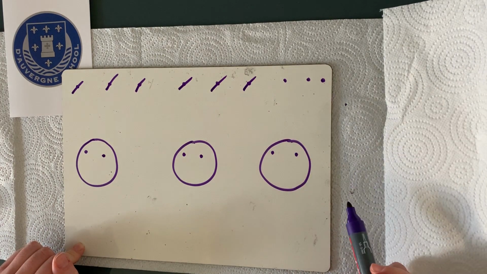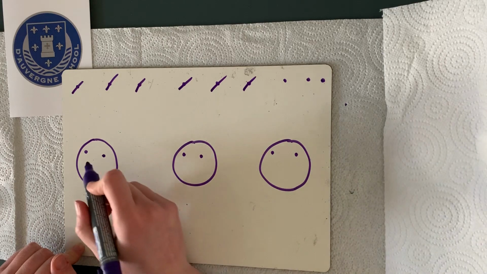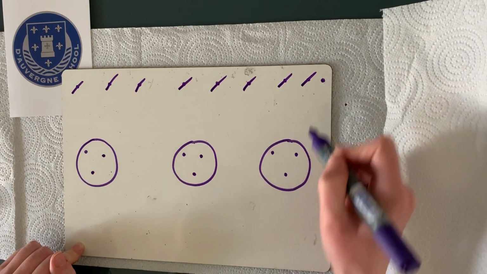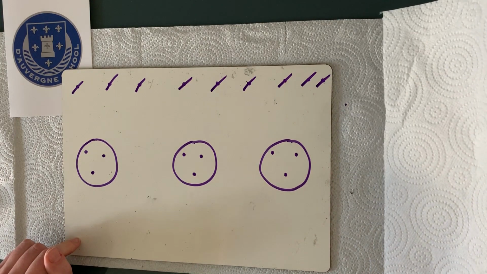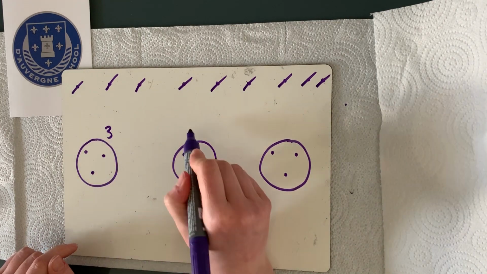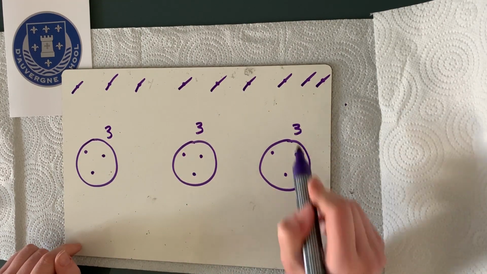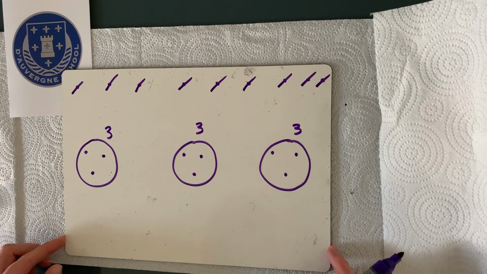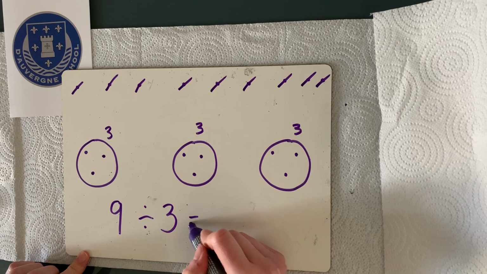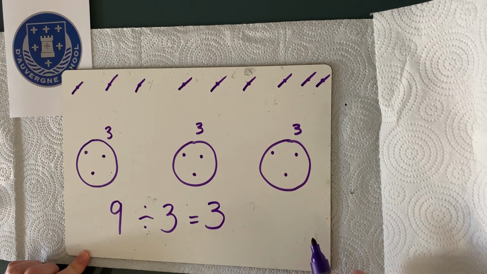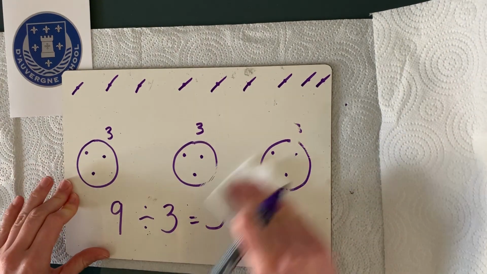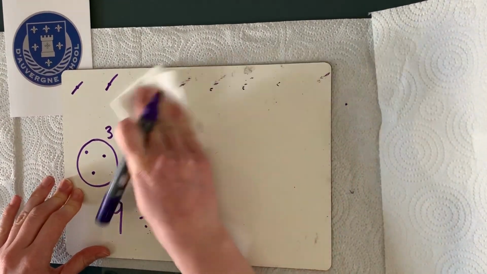We know we can keep going because we've still got some left to do. So let's have one in our first one, in our second one, and one in our third one. We have no sweets left to share out. We've got 3 in this one, 3 in this one, and 3 in this one. So we can conclude that 9 shared between 3, so divided by 3, gives us the answer of 3. So that would be a sharing example.